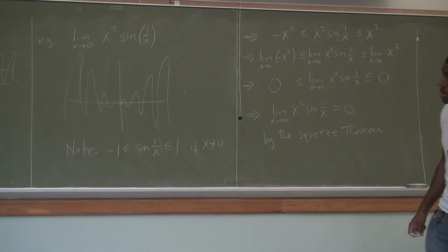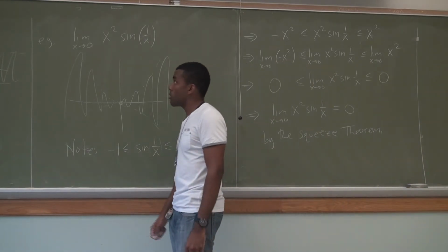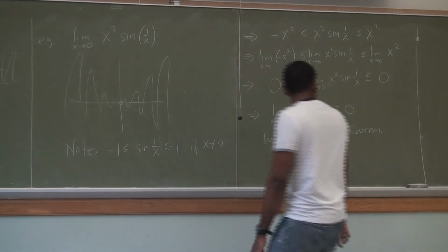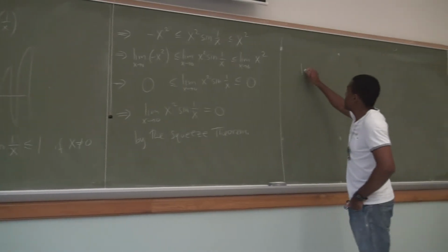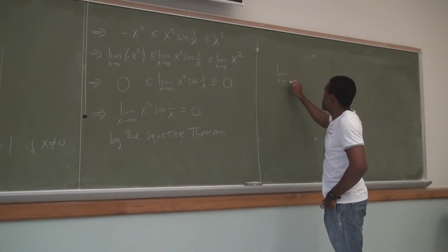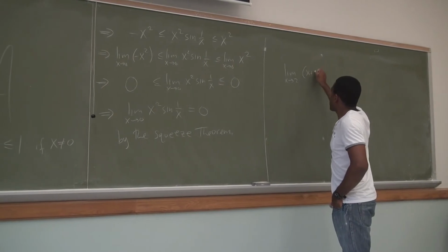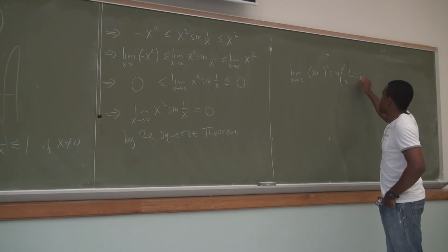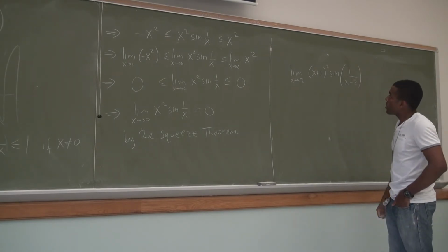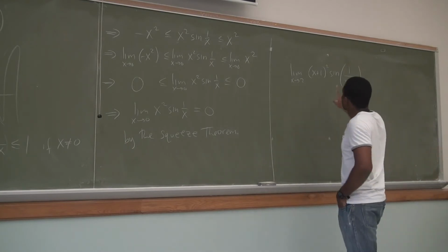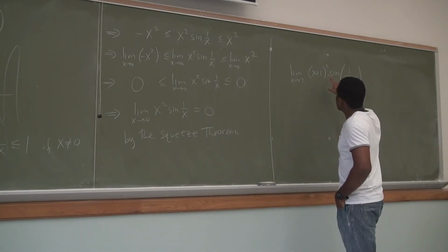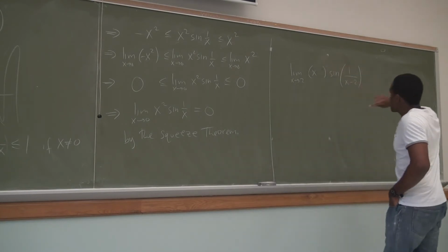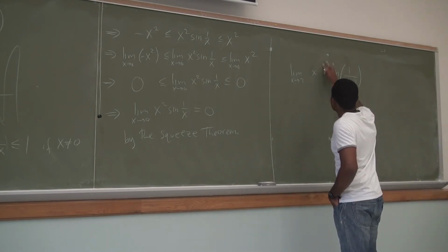This is called applying the squeeze theorem. Does that always happen? That's equal to 0 in the end? No. It would be easy to come up with something that doesn't go to 0. I could do something like the limit as x approaches 2 of x plus 1 squared times the sine of 1 over x minus 2. Something like this.